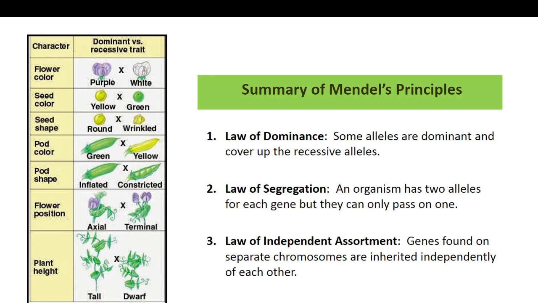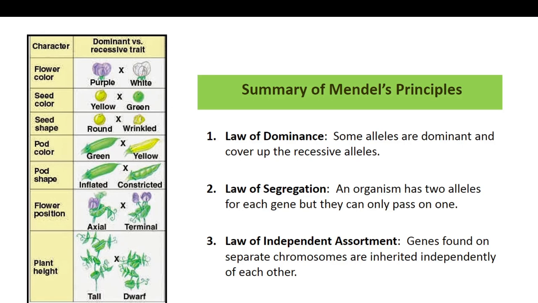Now the law of segregation. What is the law of segregation? An organism has 2 alleles for each gene, but it can only pass on one. When the alleles segregate for the next generation, only one allele can be passed on. So this is the law of segregation.